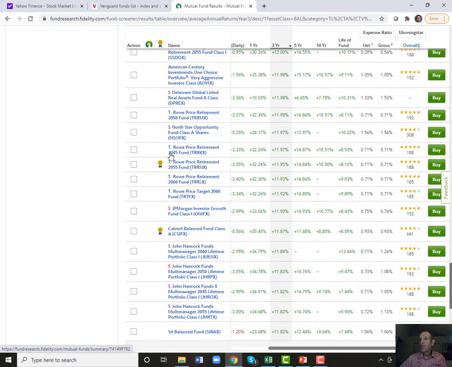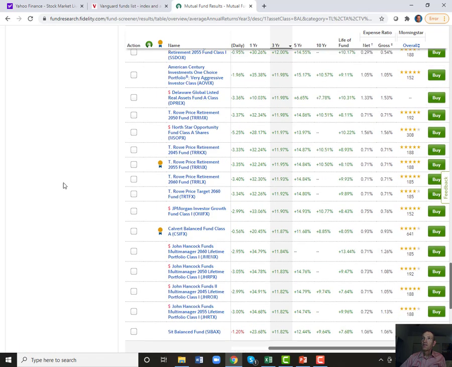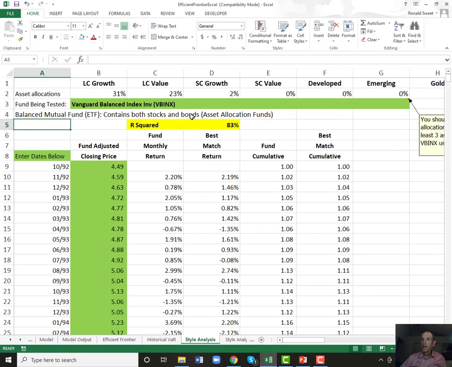Try to avoid the funds that have a year in them, like 2045 and 2050. Those are target funds, and those are the ones that change their allocation over time. So that's not a good one to use. There are 15 pages of these things, so there are places to find them, but I'm going to use the VBINX. That's the only one you cannot use.